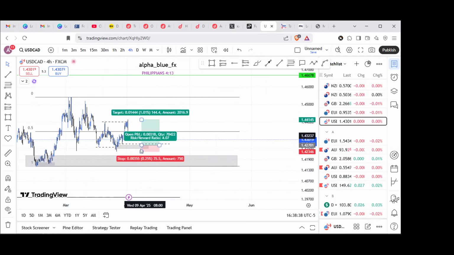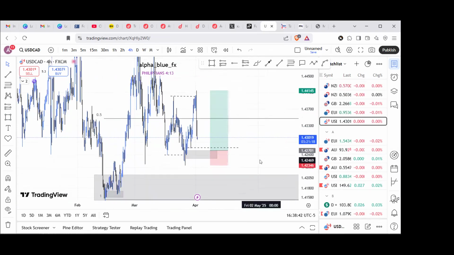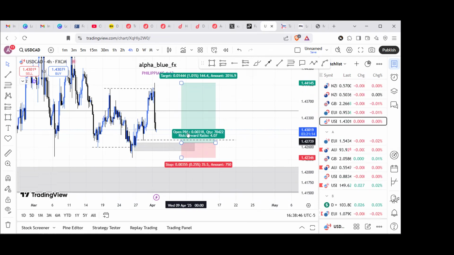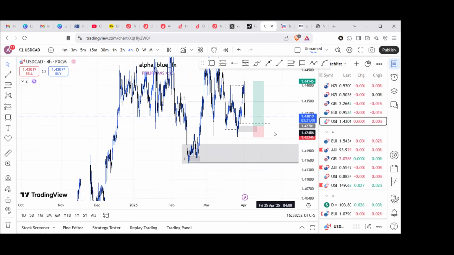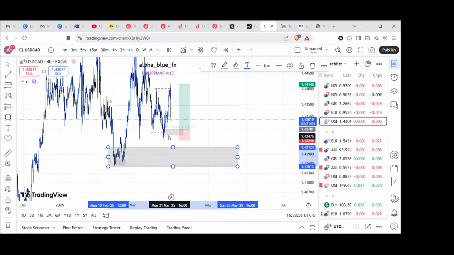But I'm still going to most likely take this trade, depending on what the market does tomorrow morning. If the market is still within this price range, I can just risk 0.5% on this trade instead of 1%. I will see how it goes. So I'll keep you posted on USD CAD. I'll post it on my Telegram channel.